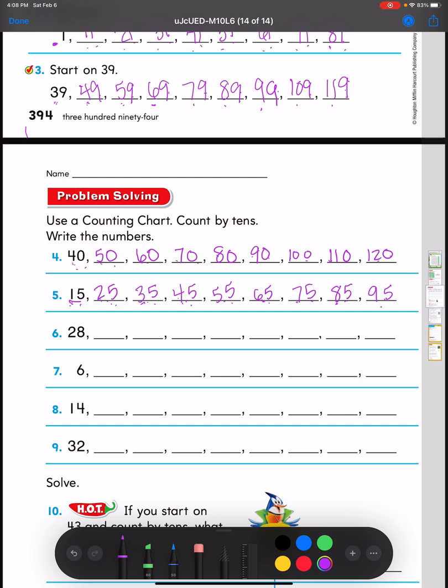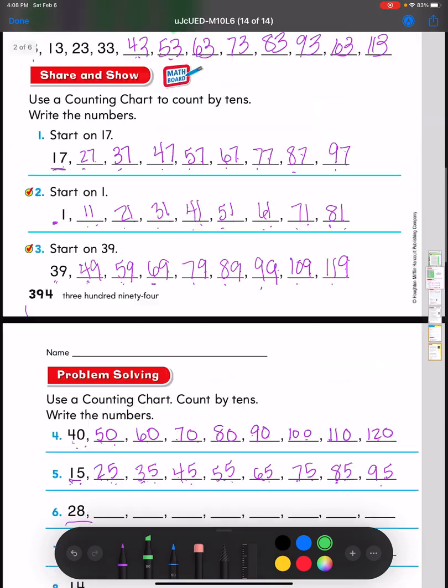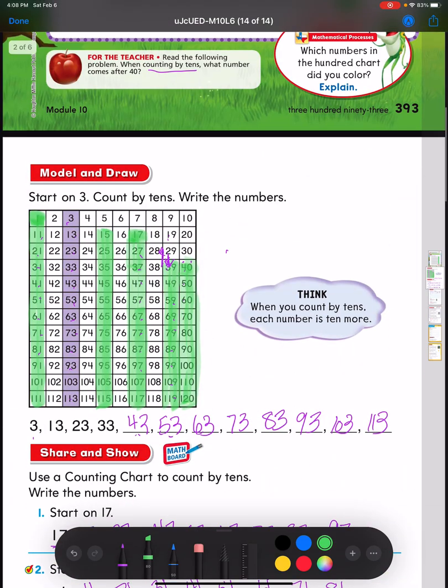Let's try it with 28. So here's 28. I'm going to count by tens. I'm just going to go down this column. Look how my ones place stays as an 8. And my tens place increases by 1 each time because we're adding a 10.